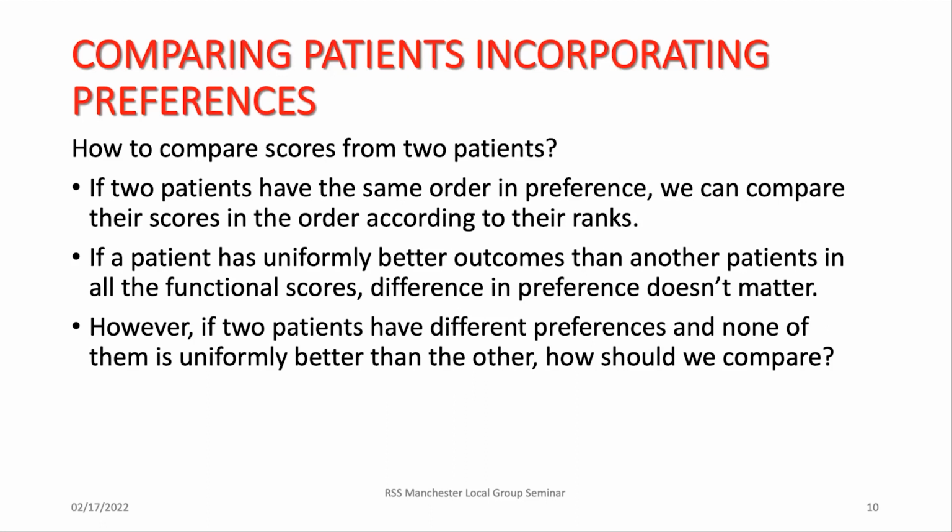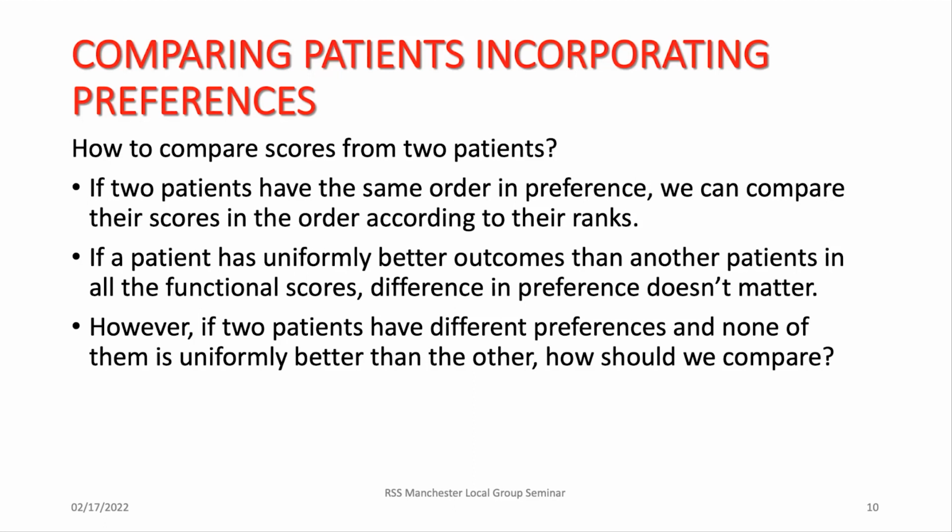If two patients have the same order of preference, that's relatively simple. We just compare the variables according to the ranks. As long as the top rank wins, we consider it a treatment benefit. This patient has a better outcome than the other one.